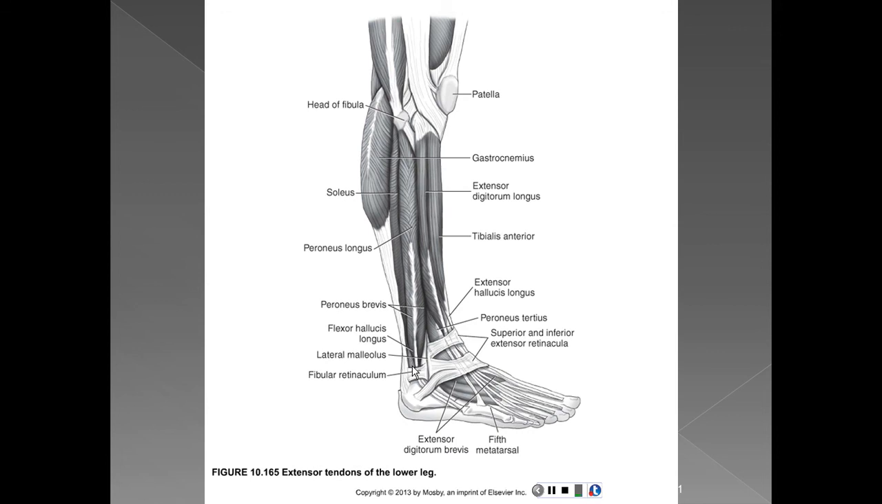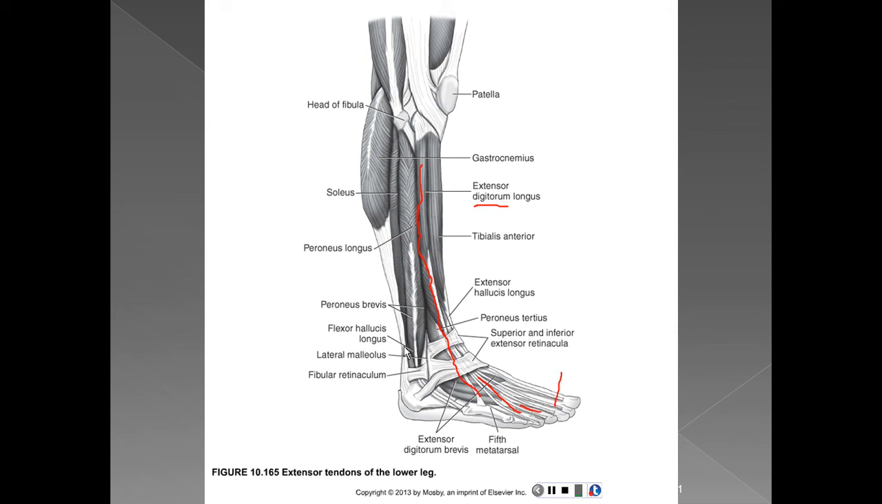And the illustration of the extensor tendons of the lower leg. So we can see that the extensor tendons actually begin way up in the leg, and you can follow them down, right underneath the superior and inferior extensor retinacula, and act to extend the toes, pull them up.